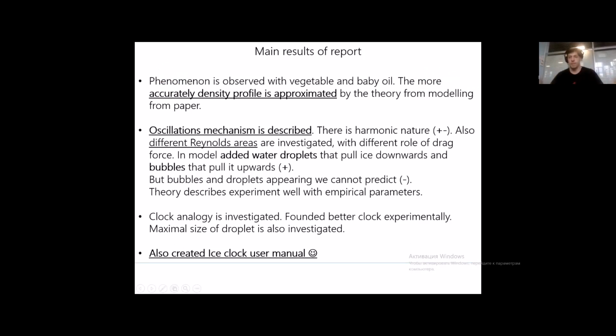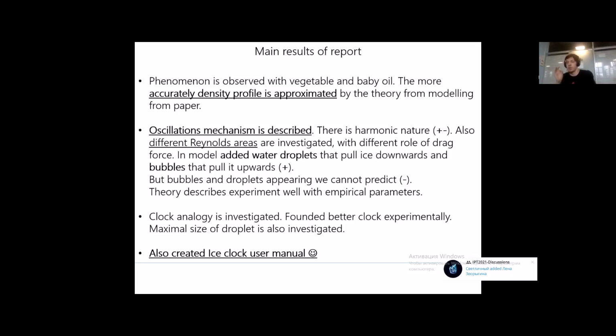Firstly, in chronological order, we say that our ice goes down because some water drops appear on the down part of it, and this increases density, and that's why our ice goes down. So we agree with it. Next, that the reason of rising is exactly bubbles going outside.